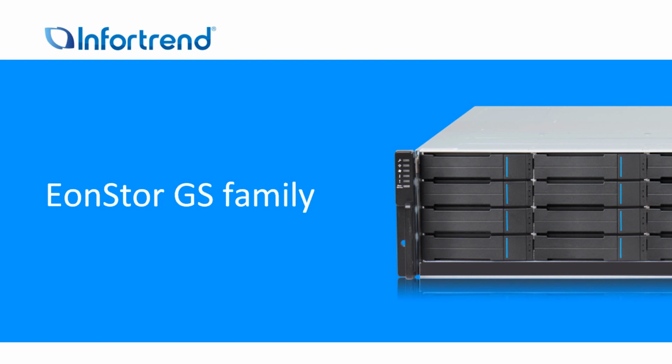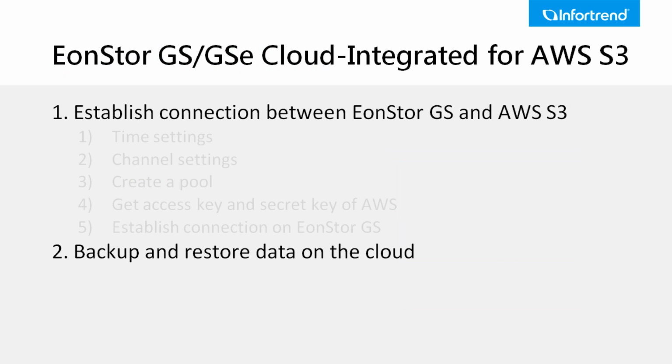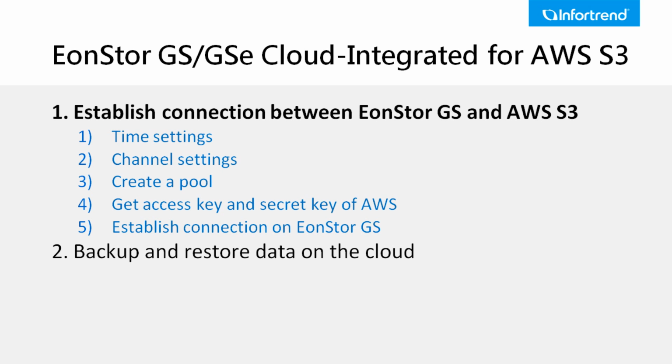The Infortrend EonStor GS family product is a unified storage system that integrates file level, block level, and cloud gateway into one single system. This video is separated into two parts. The first part will demonstrate how to establish a connection with cloud storage service providers, including setup of software and hardware for EonStor GS storage system and access settings for the AWS S3. The second part is hands-on operation on how to back up and recover data stored on the AWS S3 cloud. Let us start from the first part.